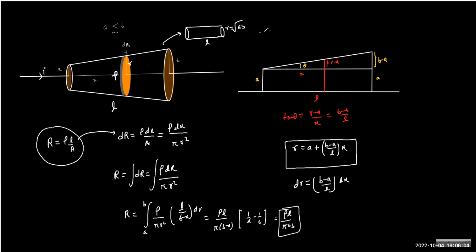Sir, can you repeat that? Yeah. The simple trick is you replace the entire frustum by a cylinder and take the radius of the cylinder as the geometric mean of a and b. Then you can write the formula directly. R equals rho L by A, which is pi r squared, and r is root ab. Got it. That's a simple trick.